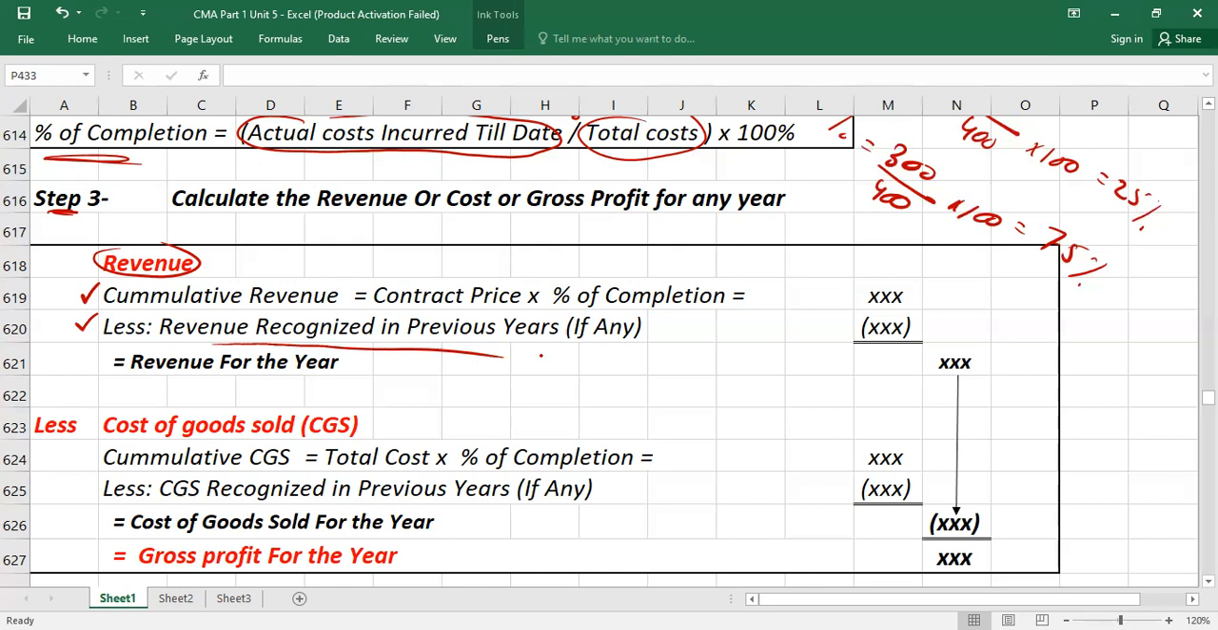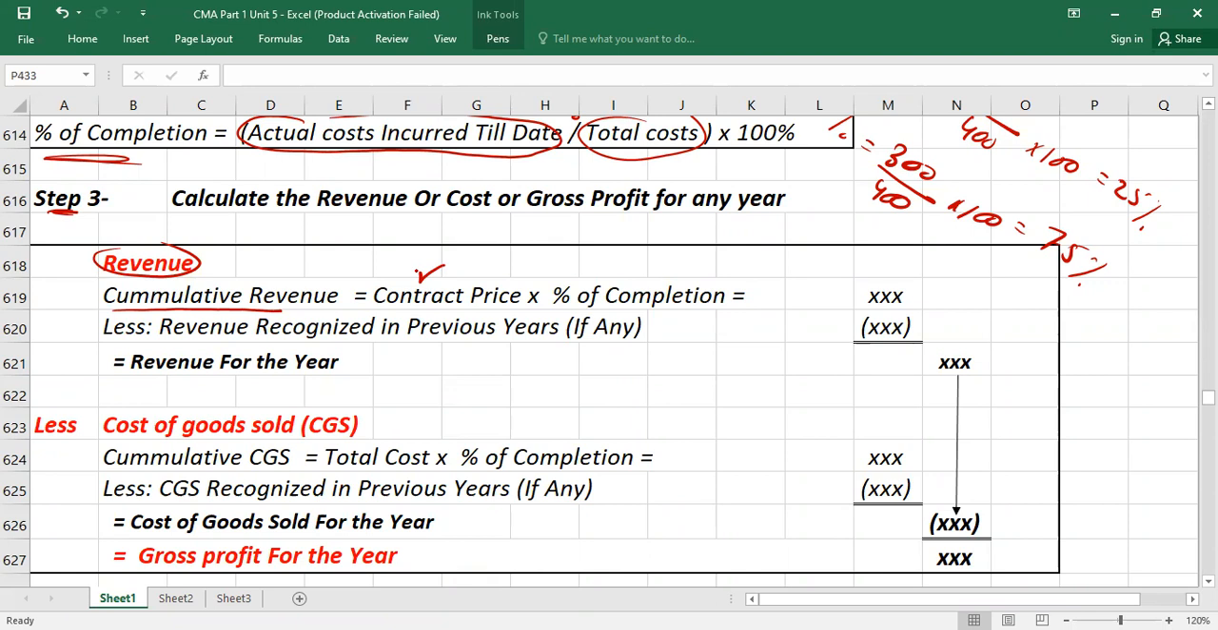For example, total revenue till date is 500, and already I have recognized 300 in previous years. It means the remaining 200 I will recognize in the current year. Understood? So let's start now. First of all, I'm going to work with cumulative revenue. How will it be calculated? You always need which price? Contract price. What is contract price? It means the contract value, the price which you have agreed with the customer.